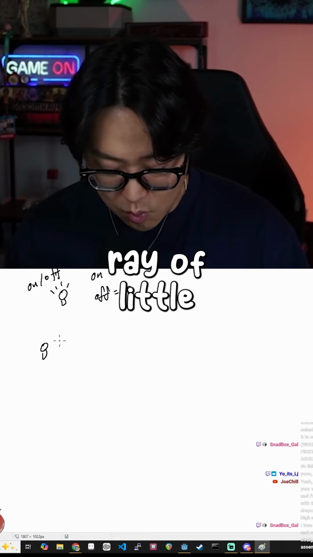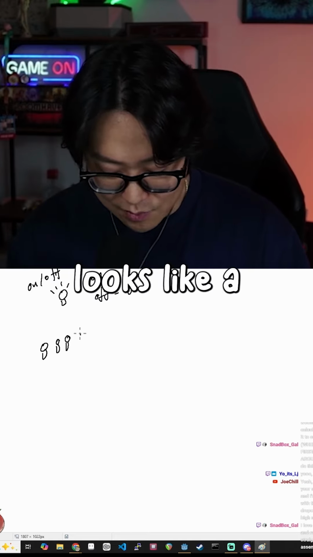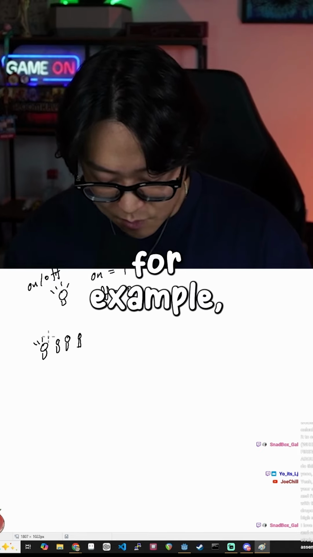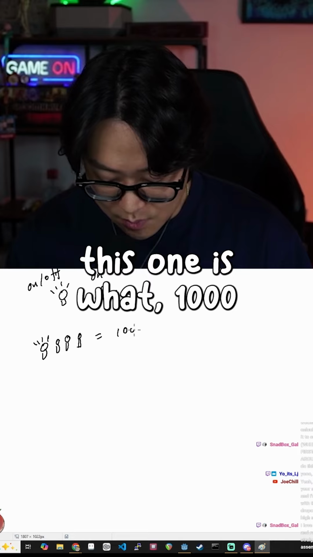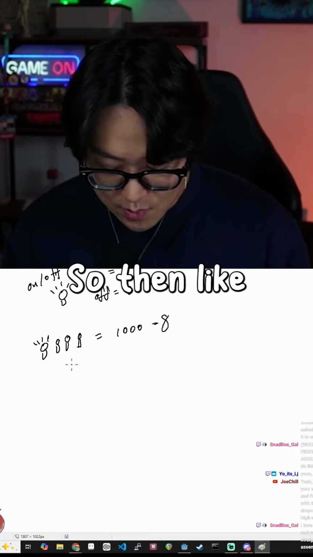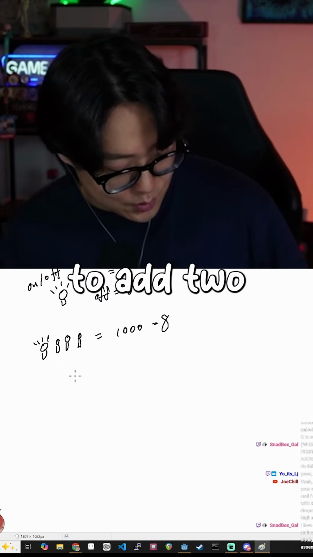So if we have an array of little light bulbs, I know it looks like little people, but it's a light bulb. Trust me. You can have, for example, this one is 1000, right? So this is how numbers are represented in the computer. Then people were like, okay, I want to add two numbers. How do I do that?